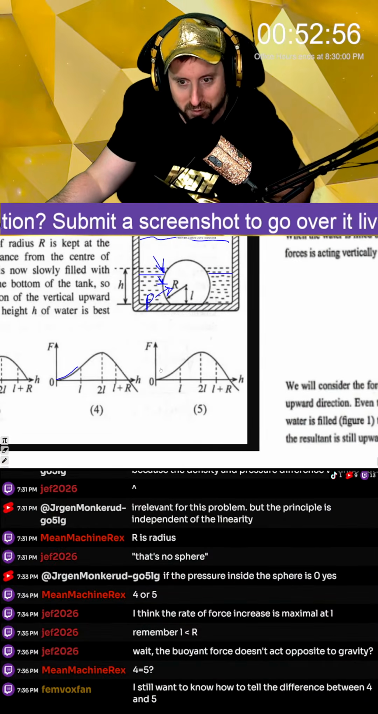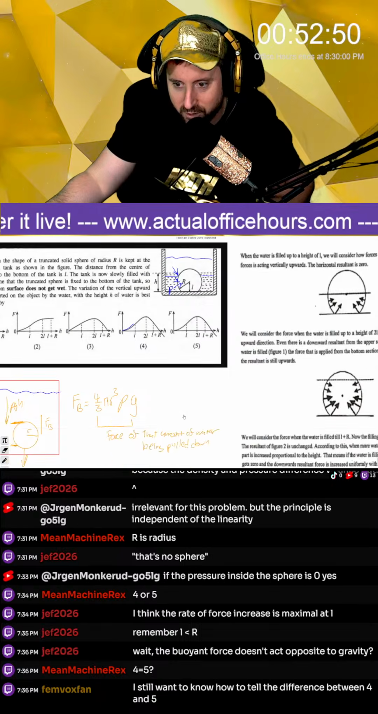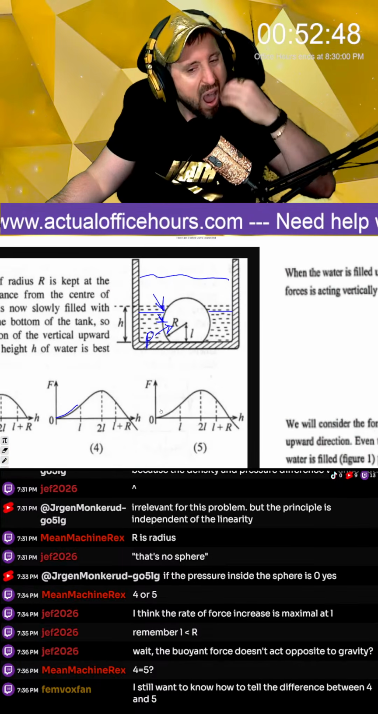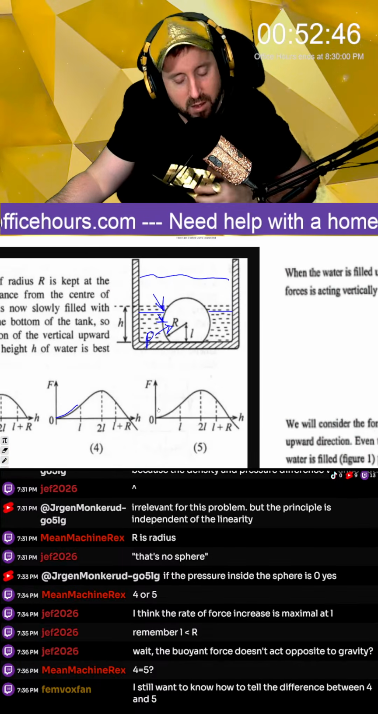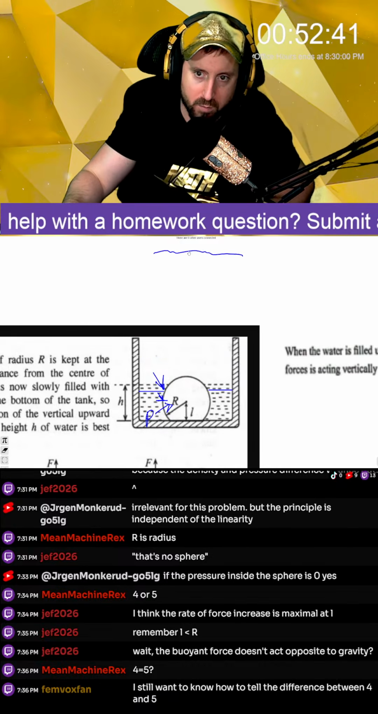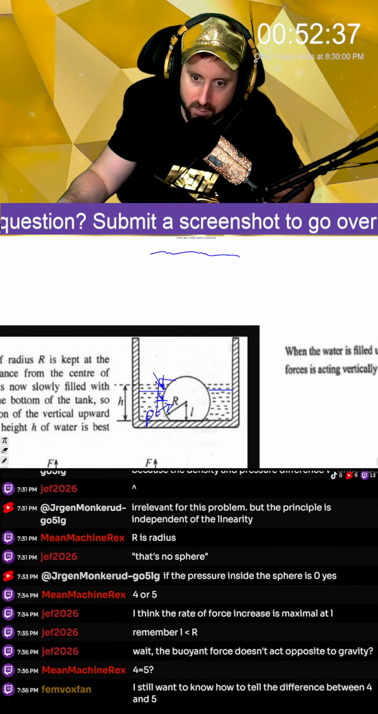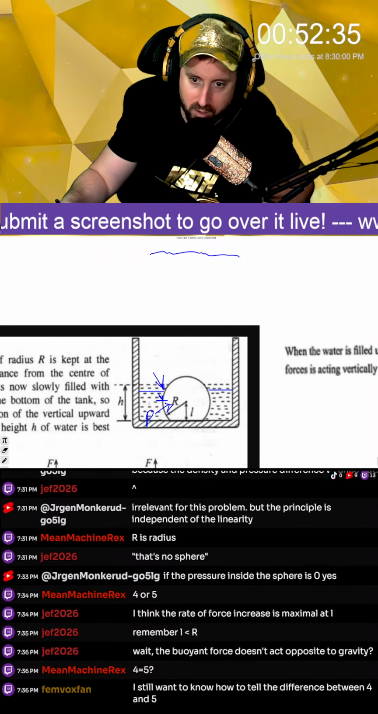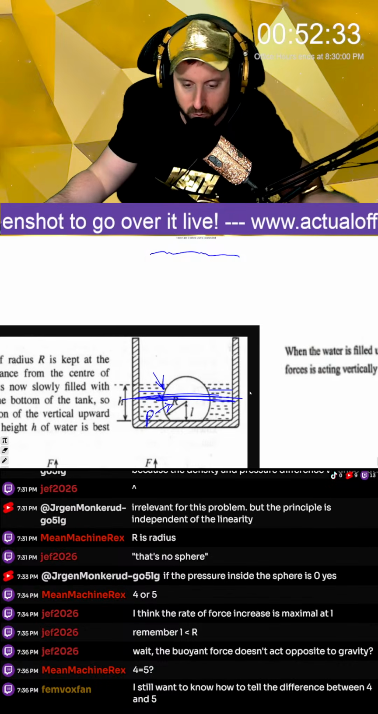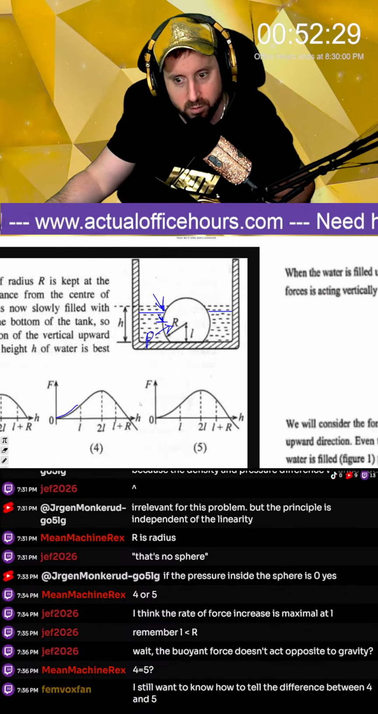I still want to know the difference between 4 and 5. Wait, aren't they the same? And I think I see what happens: eventually the water level becomes so large that the difference in pressure between the top and the bottom of the equator is negligible. And so then you can say that it's 0.